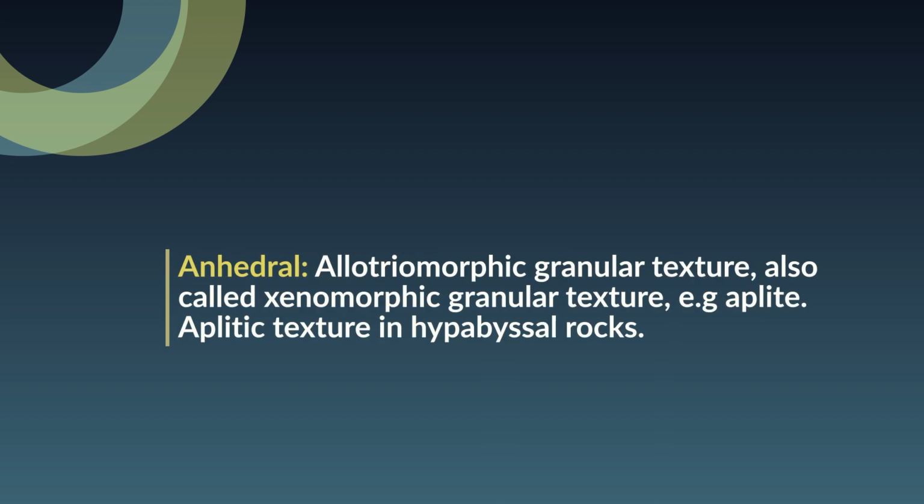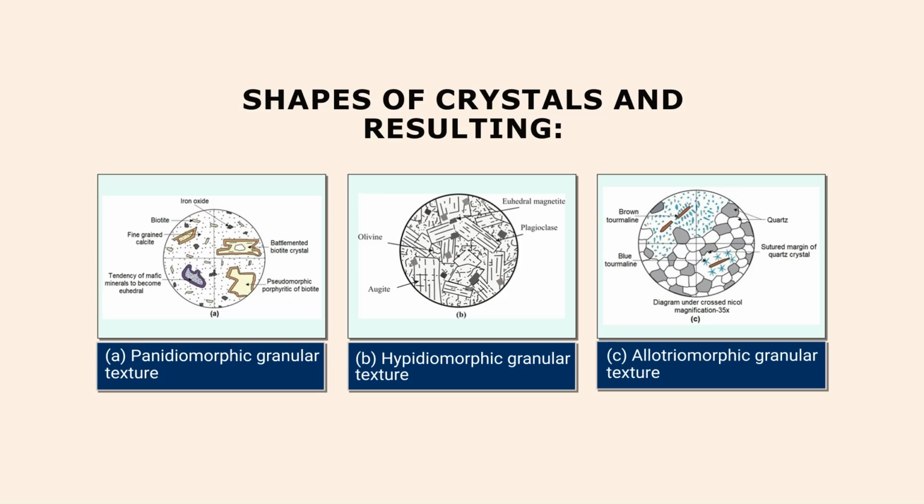The third important category is anhedral. When all the grains are anhedral, the texture is called allotriomorphic granular texture, also called xenomorphic granular texture. For example, it is present in aplite, aplitic texture in hypabyssal rocks. All the three textures are shown here with the help of sketches: A, panidiomorphic granular texture on the left hand side top of the screen, below that a hypidiomorphic granular texture, and on the right hand side an allotriomorphic granular texture.